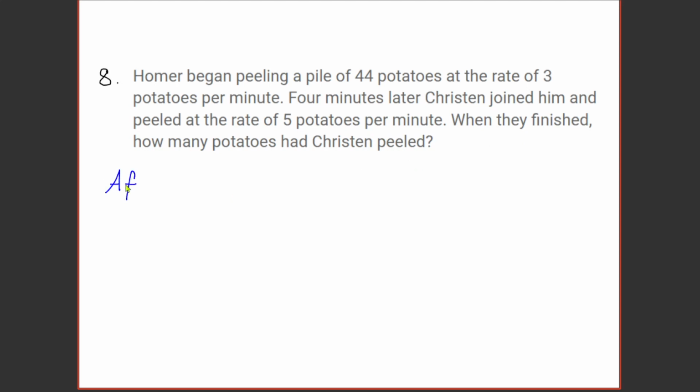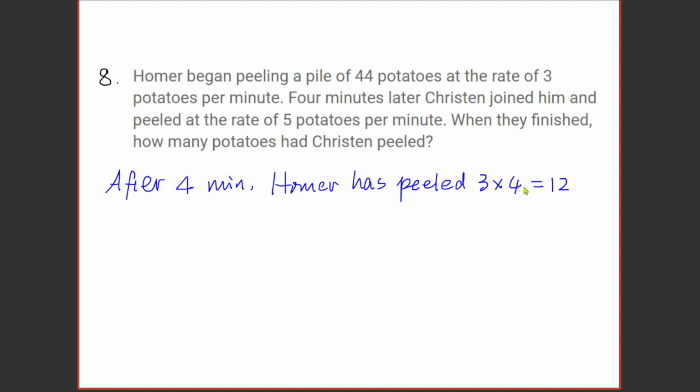So we know that after 4 minutes, Homer has peeled 3 times 4 equals 12 potatoes, right? So there are 32 left, because 44 minus 12 is 32.